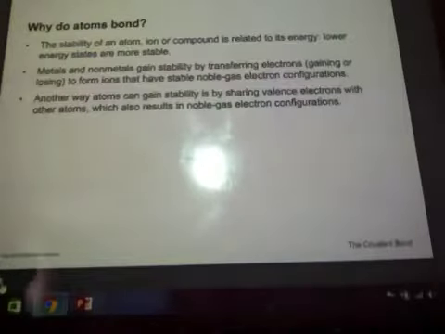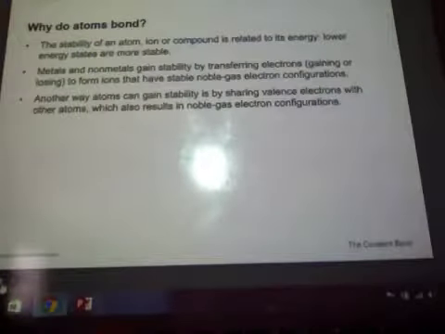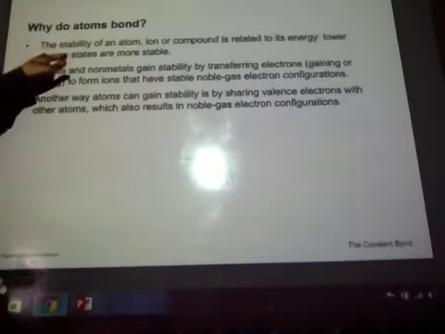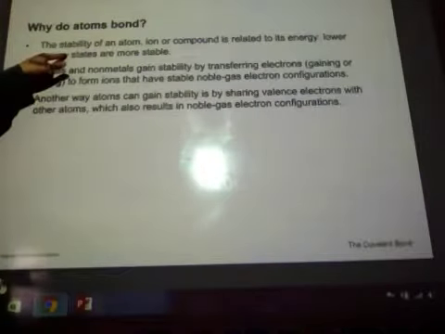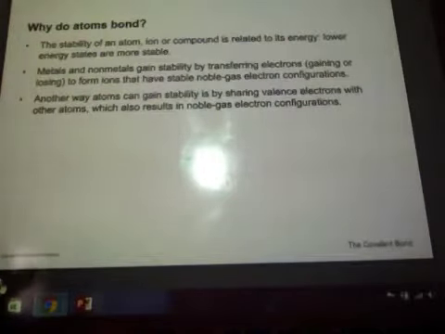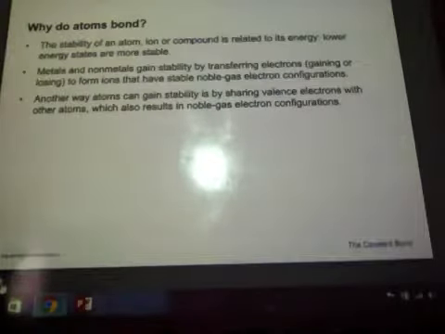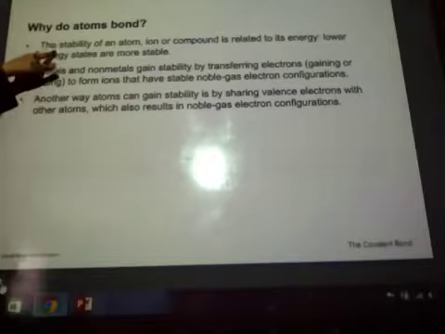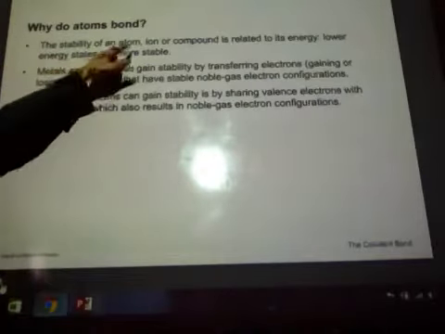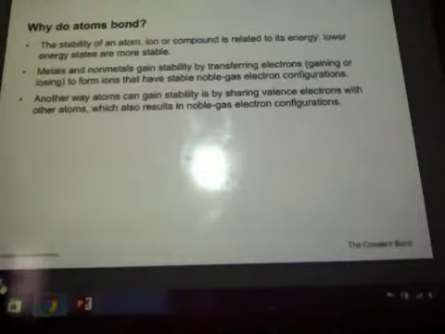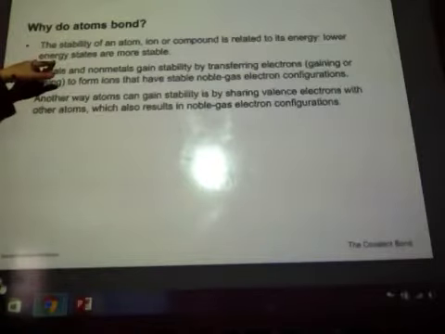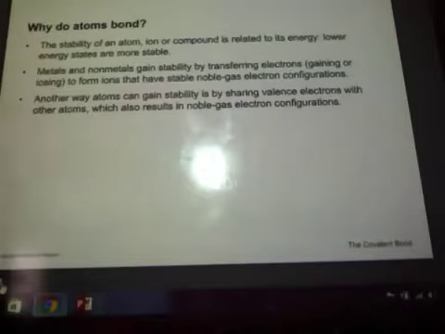All right, so starting chapter 8 with covalent bonds. Here again, stability. Everything wants to be stable. Just kind of like we said, electrons are lazy, atoms are lazy. They don't want to work much, they want to stay stable. And that is related to its energy. The lower the energy, the more stable the atoms are.